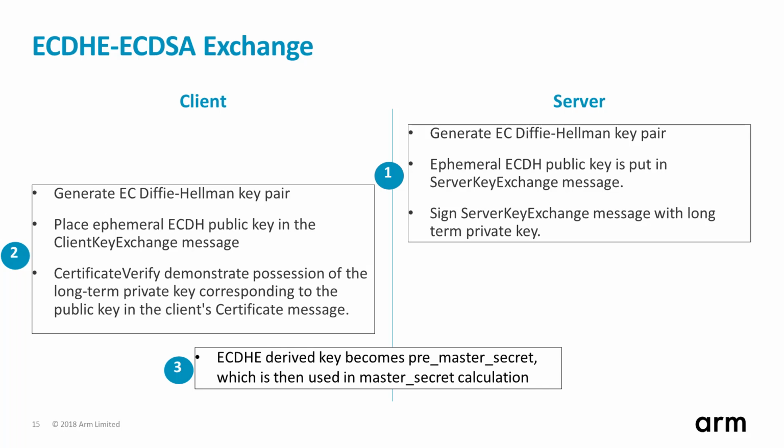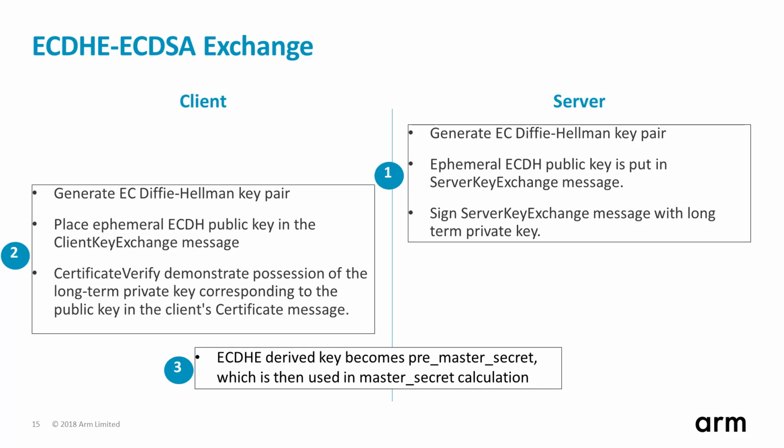It's important to note that there are two key pairs present on the client and on the server side, namely the ephemeral elliptic curve Diffie-Hellman key pairs, but also the long-term keys, which we created at the beginning of the webinar. On a high level, the steps are as follows. The server generates an ephemeral elliptic curve Diffie-Hellman key pair and places the public key in the server key exchange message. It then signs this message with the long-term private key. In step 2, the client also generates an ephemeral elliptic curve Diffie-Hellman key pair, places the public key in the client key exchange message.